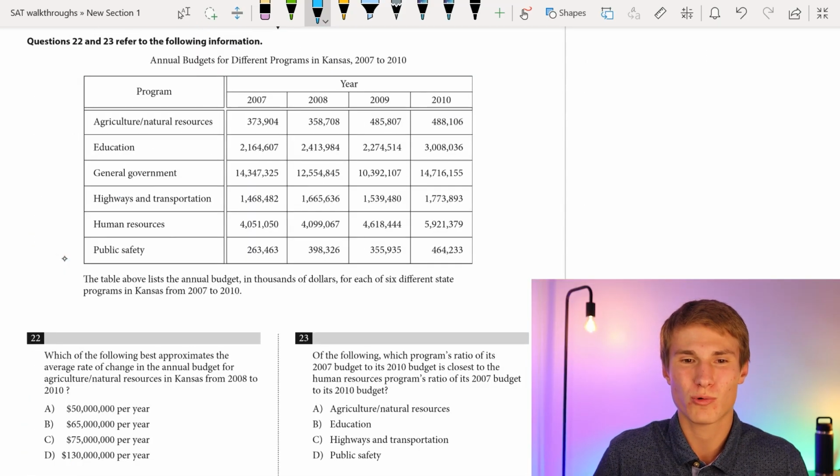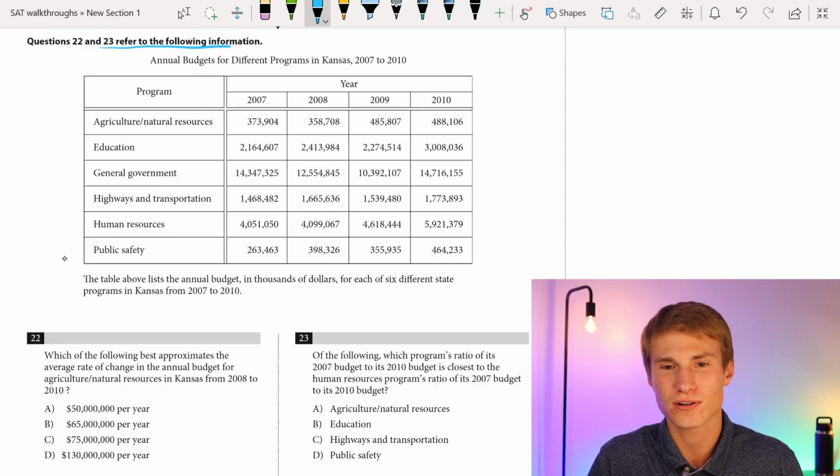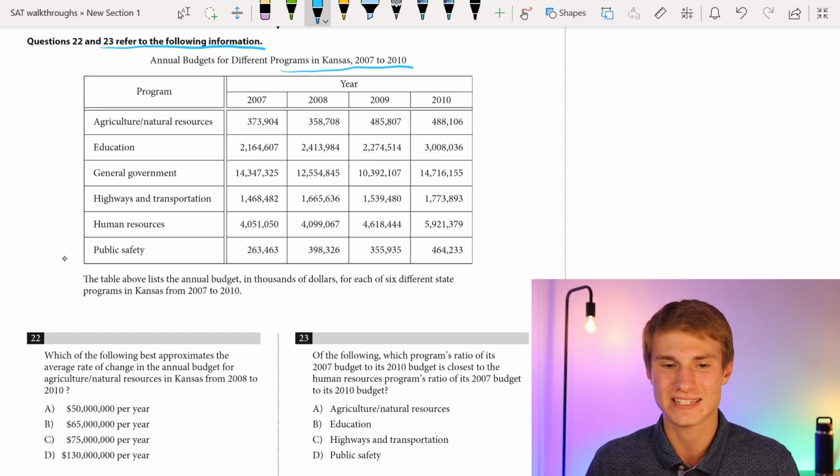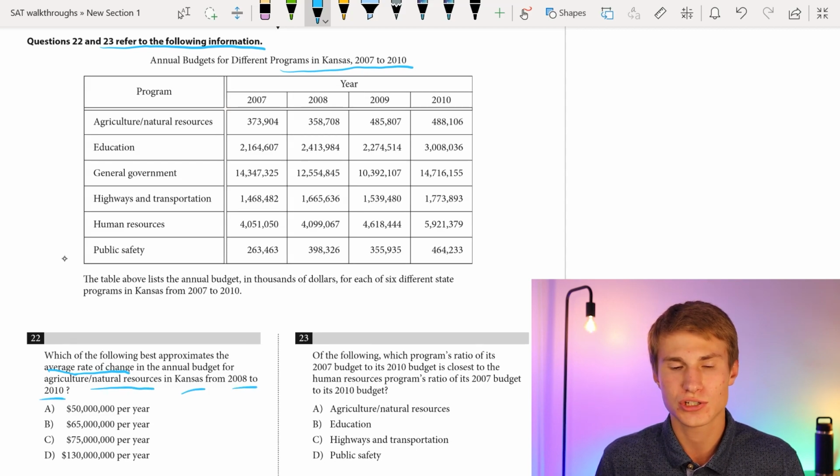All right, moving on to question 22. Questions 22 and 23 refer to the following information. We've got annual budgets for different programs in Kansas, 2007 to 2010. Question 22 says, which of the following best approximates the average rate of change in the annual budget for agriculture or natural resources in Kansas from 2008 to 2010?